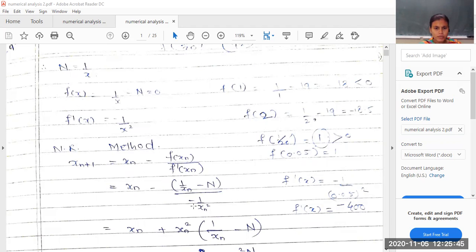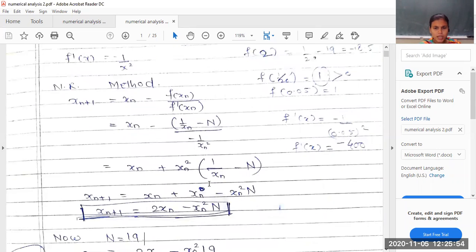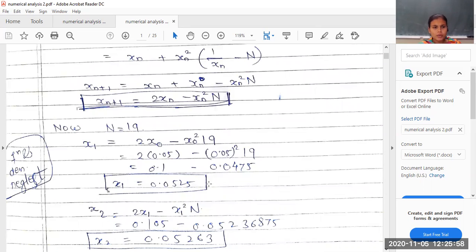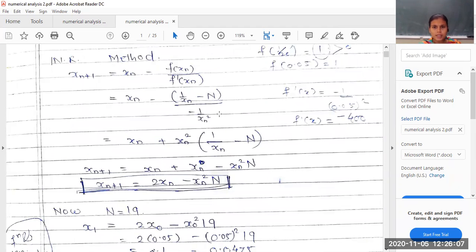What will be f dash? It will be minus 1 upon x_n square. Okay. So with the help of this, we have found this formula, and this I have already taken in the last lecture in detail. Now we have to solve the example based on this. Now we have to find out the reciprocal of a number 19. For this, I have shown you how to find out the approximate root.